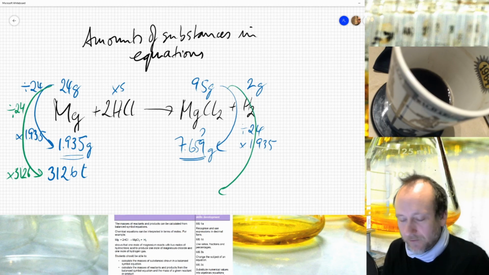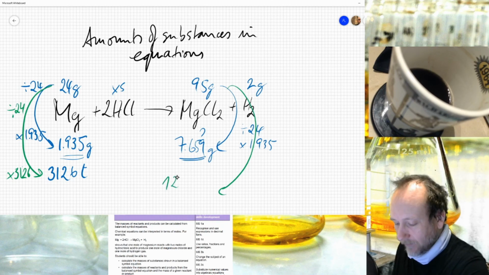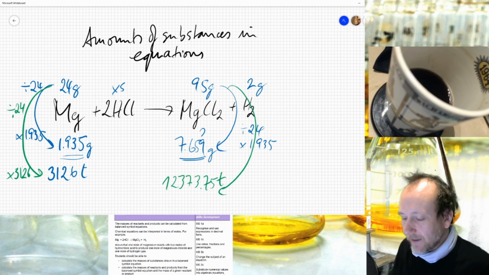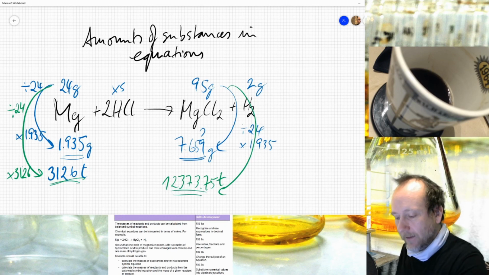So obviously I'm not going to do that on the left-hand side, because on the left-hand side I know it's going to get me to 3,126. And on the right-hand side it's 95 divided by 24 times 3,126, because that's what we want to get at. And that's 12,373.75. And this time the unit is tons. Okay, so what did I say about 12,000 tons? That seems legit. Okay, there we are.